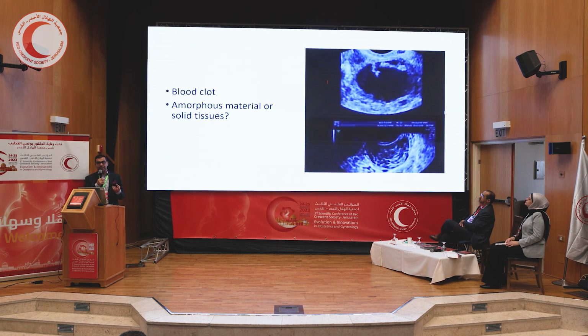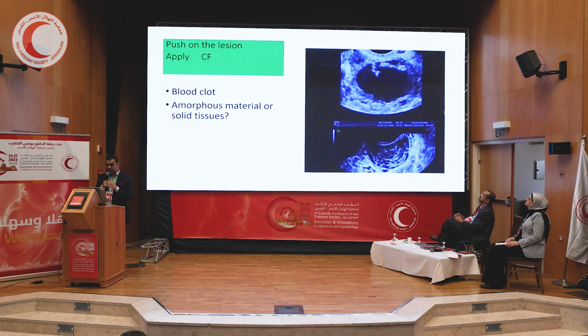The other thing is, how can you differentiate between a solid component inside the cyst and a blood clot? Because on the ultrasound scan, they can look alike. There are a couple of things that you can do. On a vaginal ultrasound scan, you just push on the ovary, and if it's a blood clot, it will start shaking from one area to another. And if it's a large clot, you can just run your color flow and see whether there is any flow inside or not. If there is no flow, that's just a blood clot, and it's not classified as a solid component.